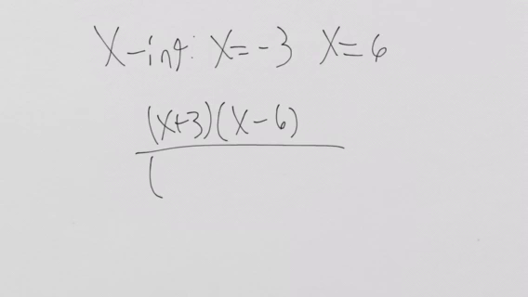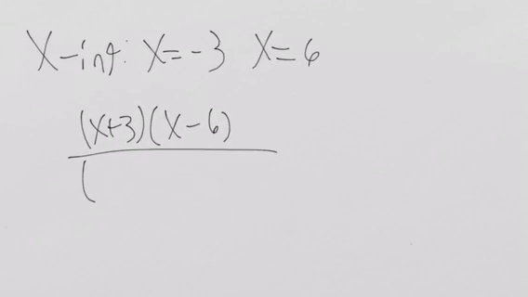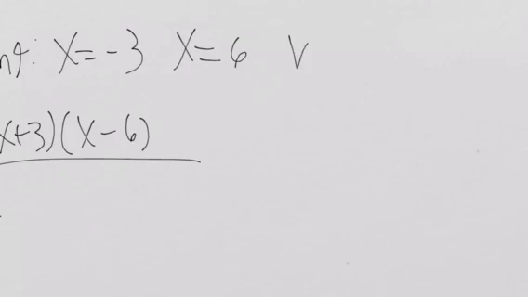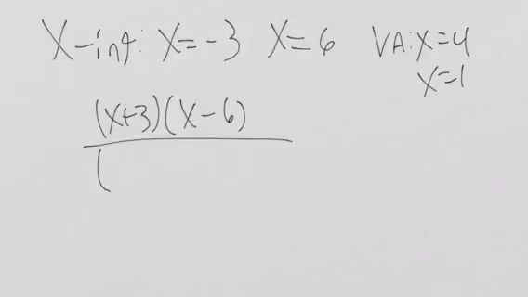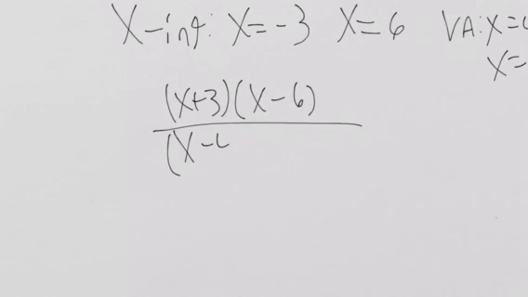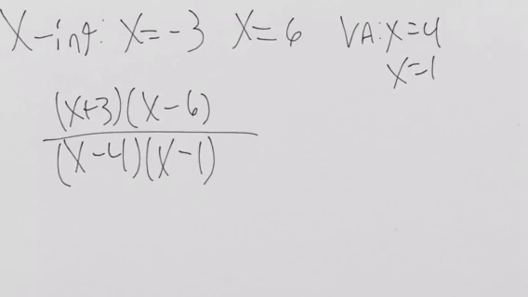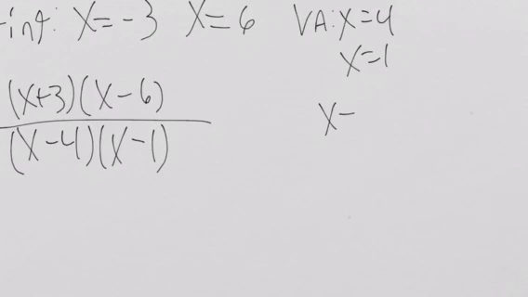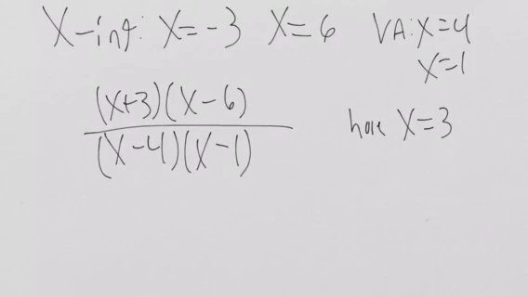I also notice that I have VAs, vertical asymptotes. It looks like at x equals 4 and x equals 1. So I need to include those, x minus 4, x minus 1. I also have a hole at x equals 3, and for my purposes, it doesn't matter what the y value is as long as I know that the hole is at x equals 3, because I can put a factor that's going to cause that, which would be x minus 3 over x minus 3.